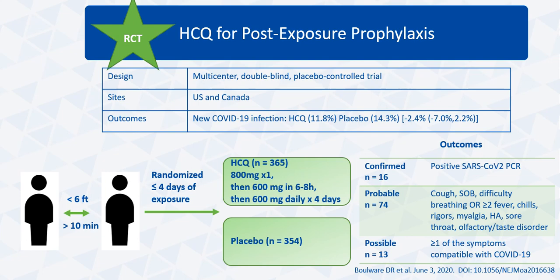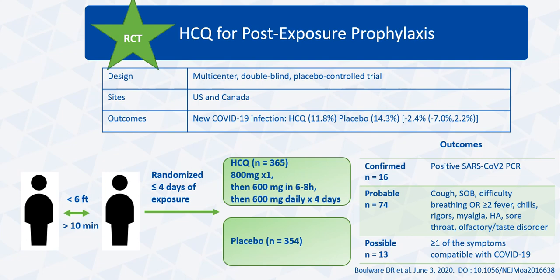The majority of patients included in this study, about 2/3, were healthcare workers. The patients were randomized within 4 days of exposure to either hydroxychloroquine, the regimen is listed there, or placebo. And then new COVID-19 infection was defined as either confirmed, probable, or possible. And as you can see, confirmed was a positive SARS-CoV-2 PCR, but most of the patients did not have a PCR confirmed infection. Most of the patients were identified as having an infection according to their clinical symptoms.